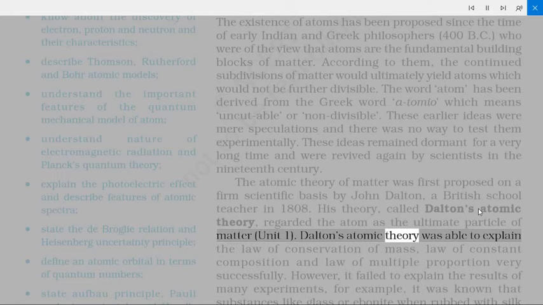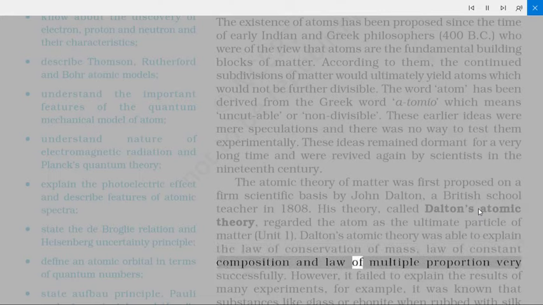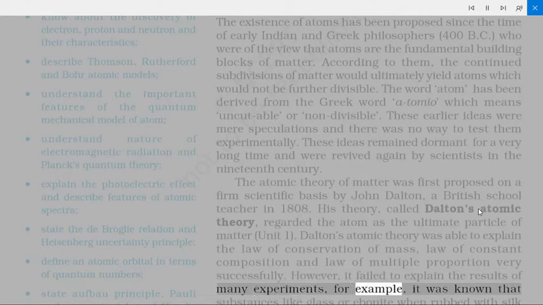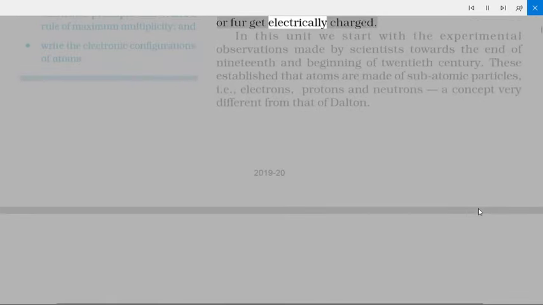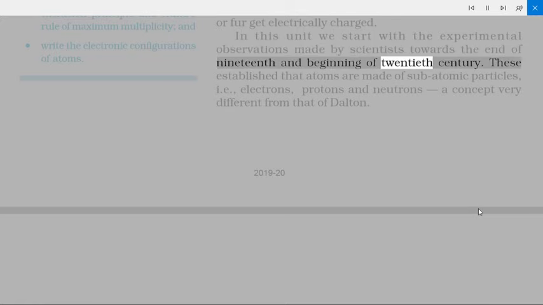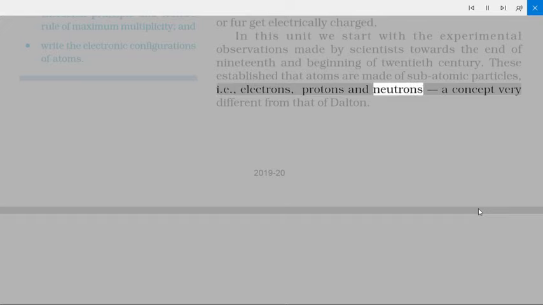Dalton's atomic theory was able to explain the law of conservation of mass, law of constant composition and law of multiple proportion very successfully. However, it failed to explain the results of many experiments. For example, it was known that substances like glass or ebonite, when rubbed with silk or fur, get electrically charged. In this unit we start with the experimental observations made by scientists towards the end of 19th and beginning of 20th century. These established that atoms are made of subatomic particles, i.e., electrons, protons and neutrons, a concept very different from that of Dalton.